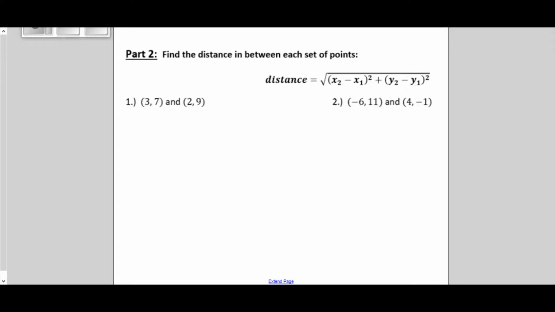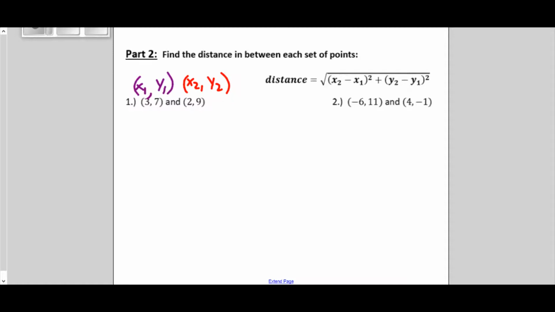Example 2, find the distance in between each set of points. So this is exactly what we did in example 1, except now we're not given the graph, we're just given the two ordered pairs. So you're going to start off the same way. You're going to label one of them x1, y1, and remember that subscript 1 is just telling me that this is the first ordered pair. Then x2, comma y2. And again, that's just telling me that this is my second ordered pair.